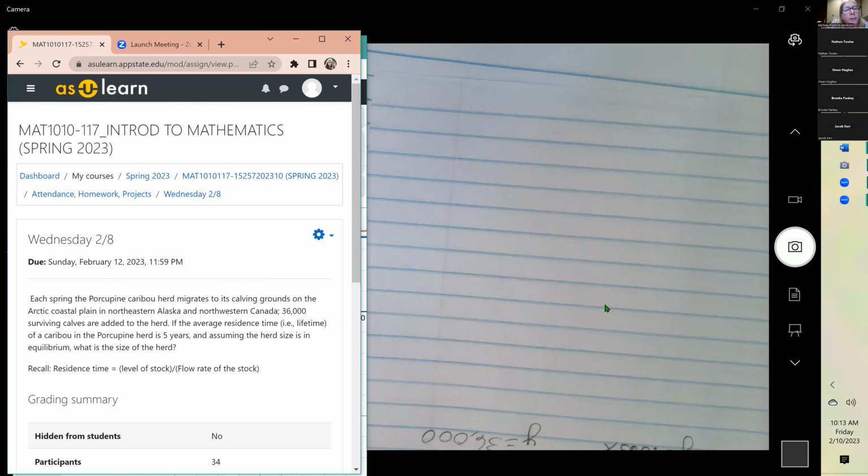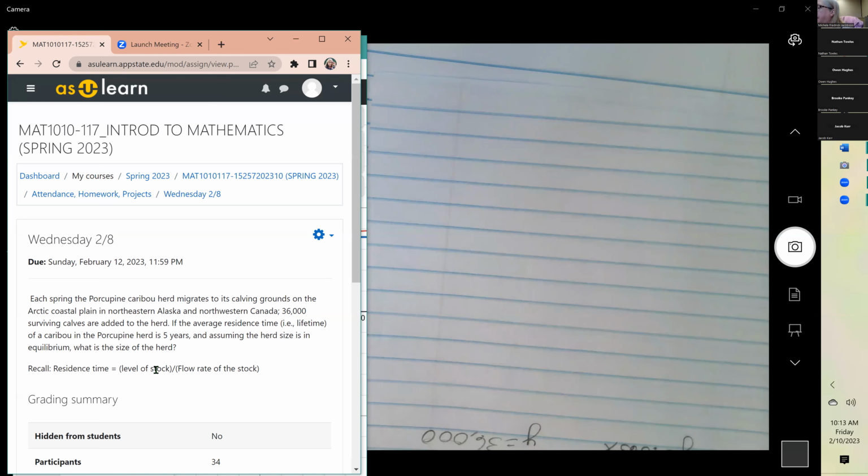Each spring, the porcupine caribou herd migrates to its calving grounds in the Arctic coastal plains, northwestern Canada. 36,000 surviving calves are added to the herd. If the average residence time for a caribou is 5 years, and assuming the herd size is at an equilibrium, what's the size of the herd?